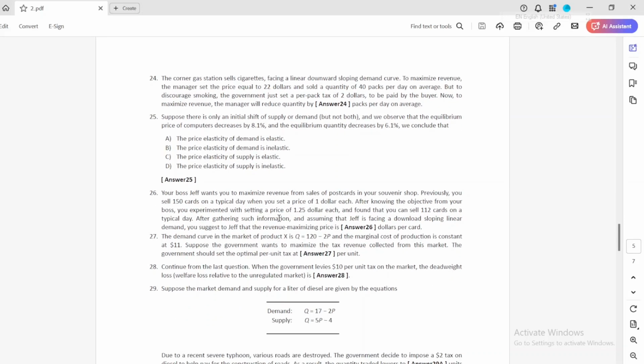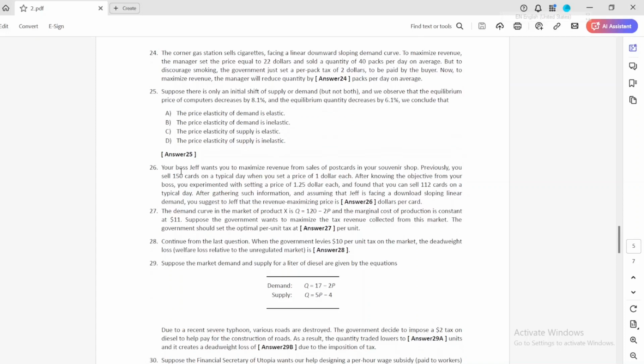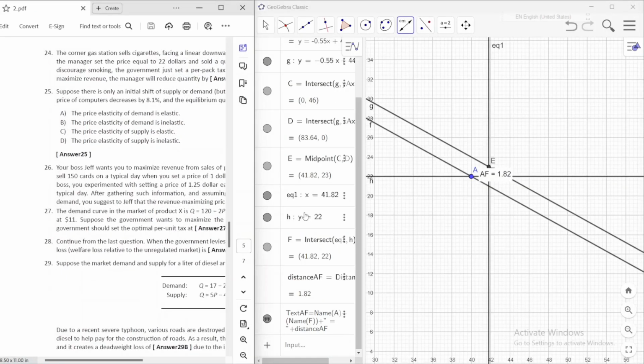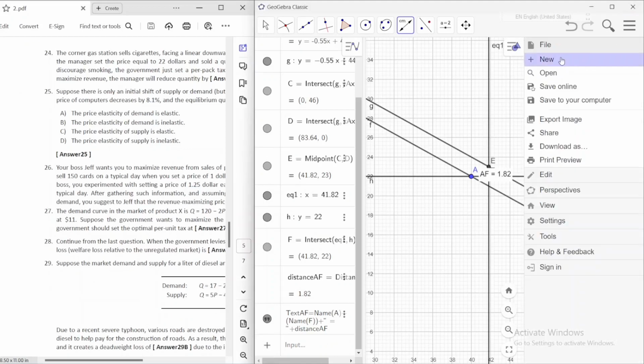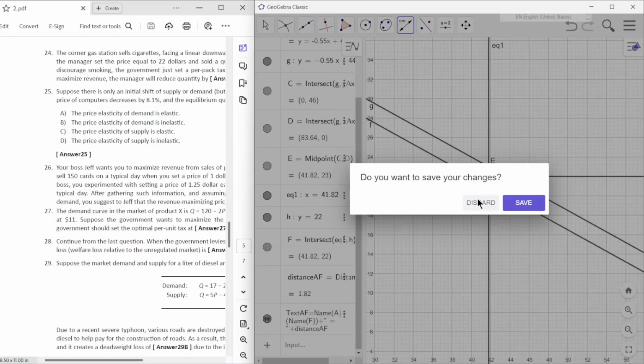Let's move on to the next question. Your boss Jeff wants to maximize revenue from sales. Previously you sell 150 cards at price $1, and then you sell 112 cards at the price $1.25. Simply, you are asked to maximize the revenue. So what should be the price? This is very simple. You need to find out the midpoint of the demand curve.